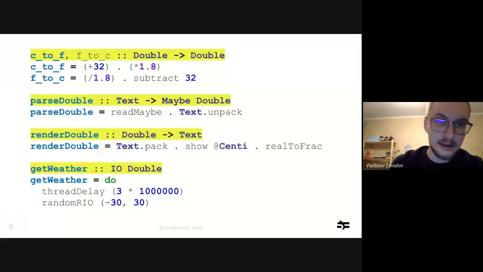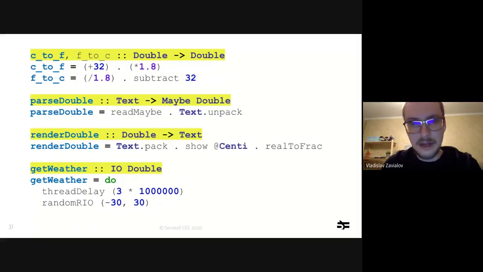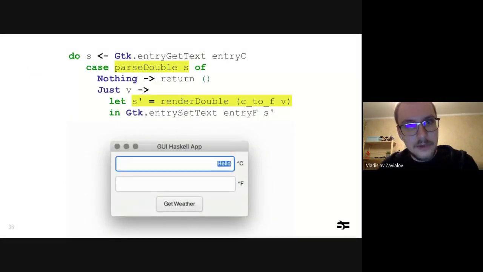And then we've got the get weather, the network request, which waits 3 seconds and gives you a random number, but it's probably as accurate as your average weather forecast. So when we are writing the callback attached to the degrees Celsius, first it gets the text, then it tries to parse it, and what should we do if it's not a valid number? What if the user wrote hello? Well, let's just not do anything.